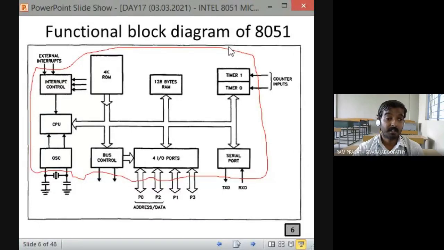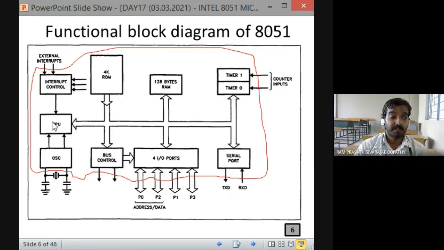Here I marked a red line, correct? So within this, everything available is internal. Everything outside this boundary, you can see, is external, correct? Externally we are having pins, correct? Okay, so now we can come.